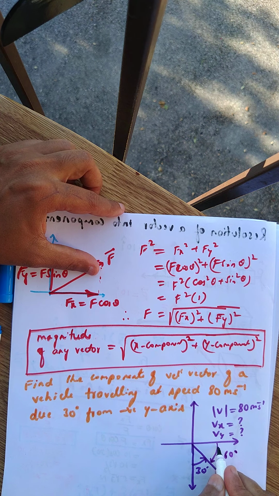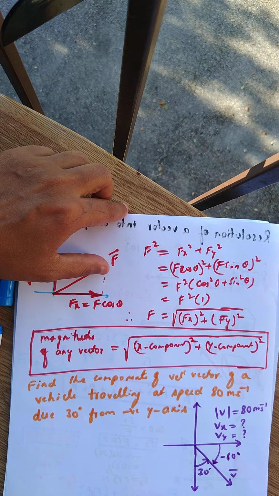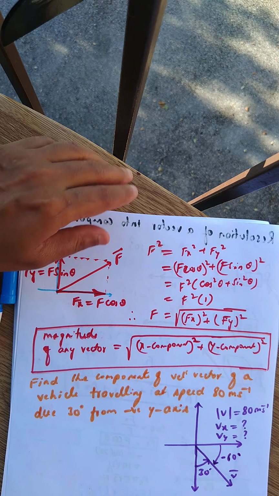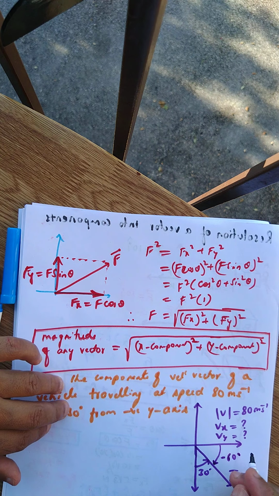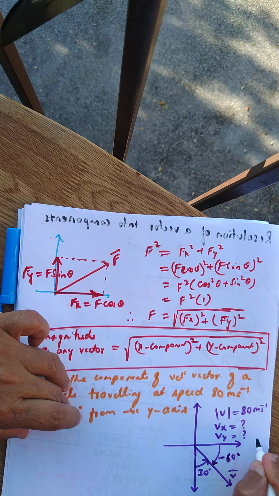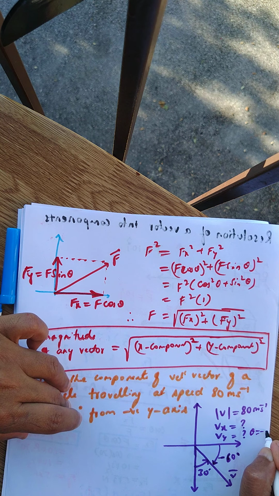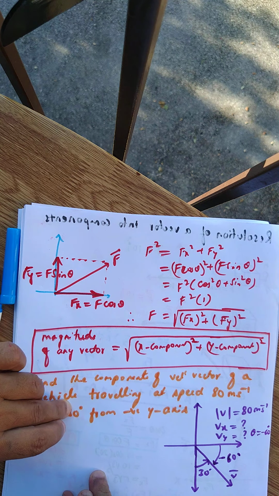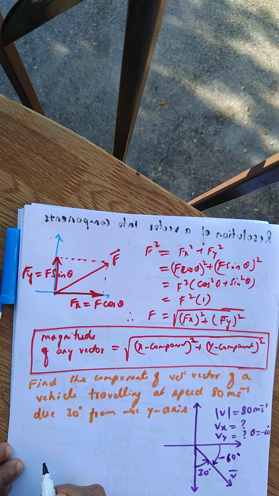Why negative? It is in the clockwise direction. The sign convention we follow is anti-clockwise positive, clockwise negative. So it is negative 60 degree. So we have theta equal to minus 60 degree. Now we are good to go.